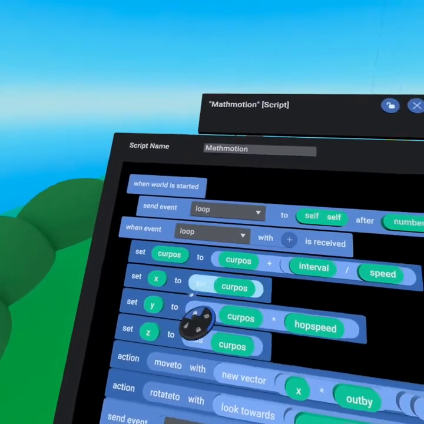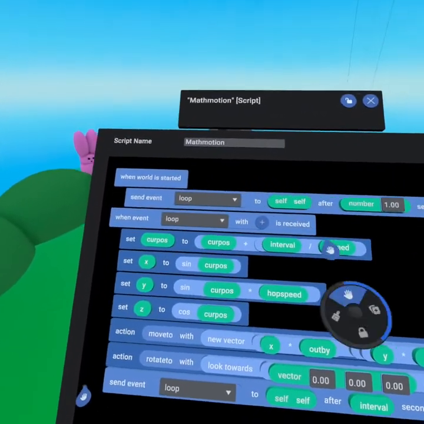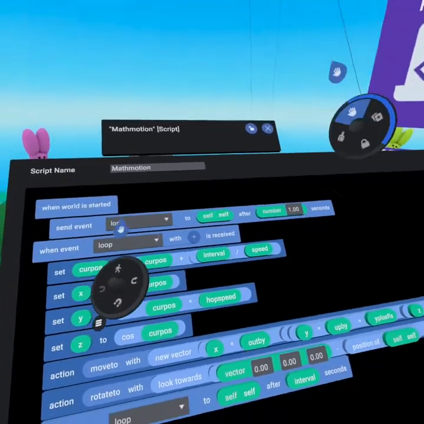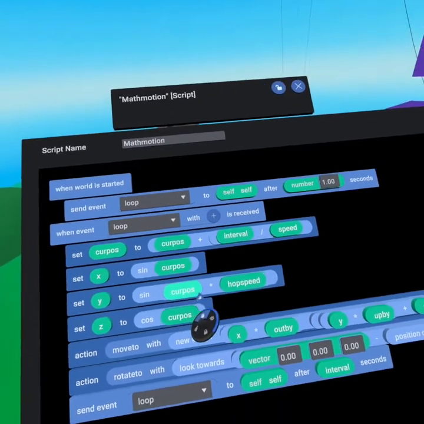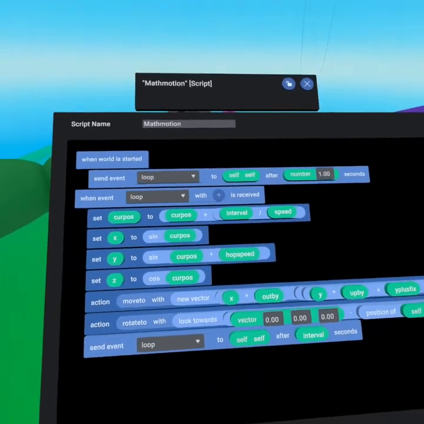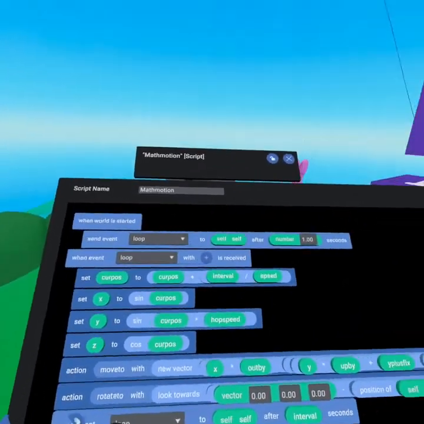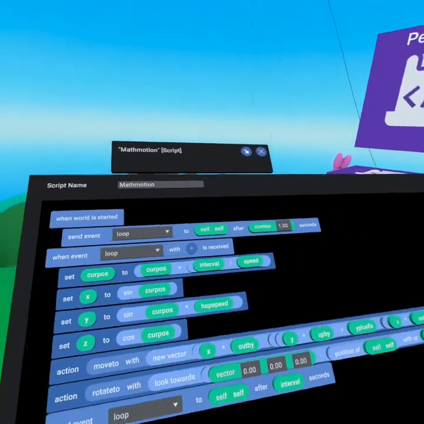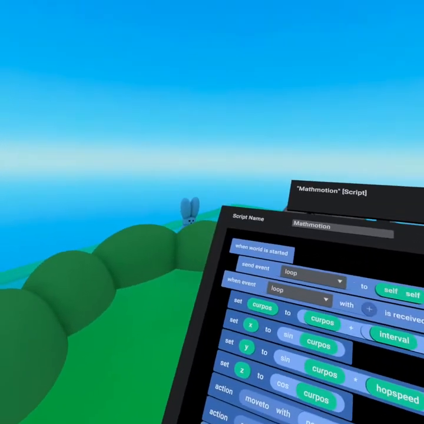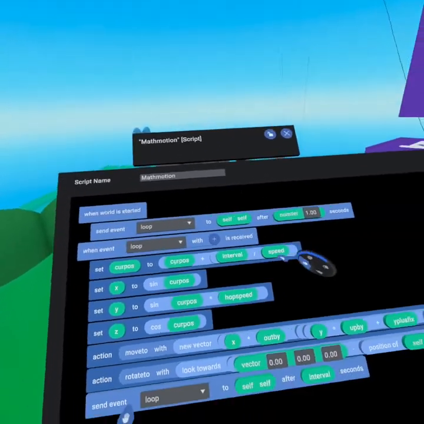Then we set x to be the sine of current position. So we're getting the sine value of our current position. That's going to give us that wave. Then we set y to be sine of current position times hop speed. And so what this is going to do is it's going to speed up the amount that it hops. So its movement around the edge is relatively slow, but if we didn't multiply it by hop speed, its movement up and down would be relatively slow. So this gives it that up and down motion.